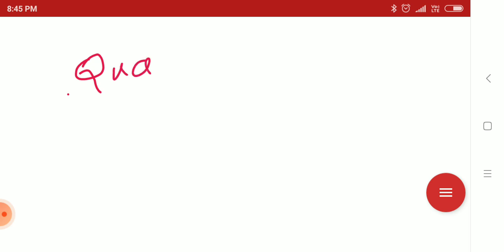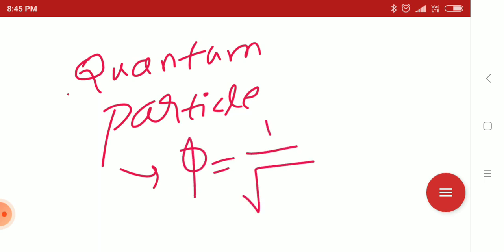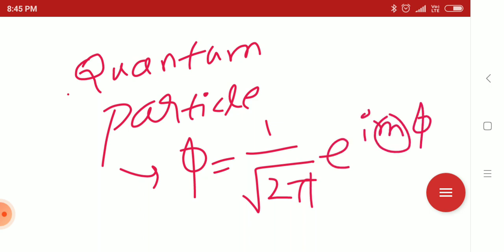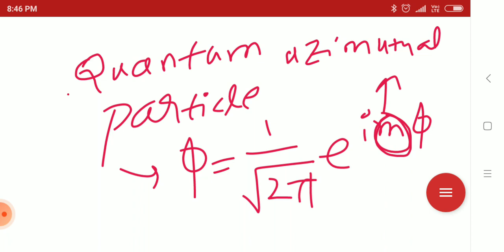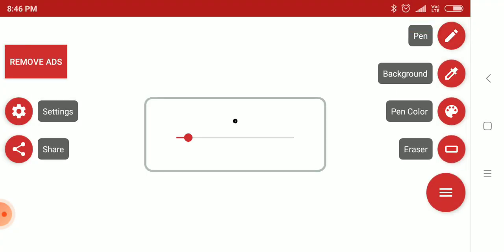So for a quantum particle moving in a circular orbit of radius a, what is the general state? The general wave function is phi equals 1 by root 2 pi e to the power iota m phi. This is the key thing to solve this problem; we have to know the general format of this wave function. Here m is the azimuthal or magnetic quantum number, and phi is the azimuthal angle. Now, whenever Lz acts on it, what will it give?